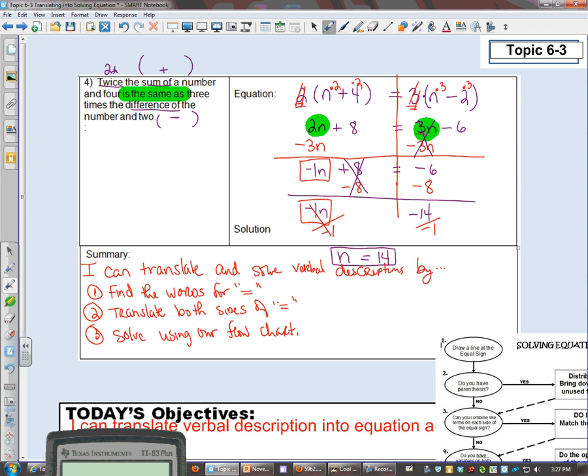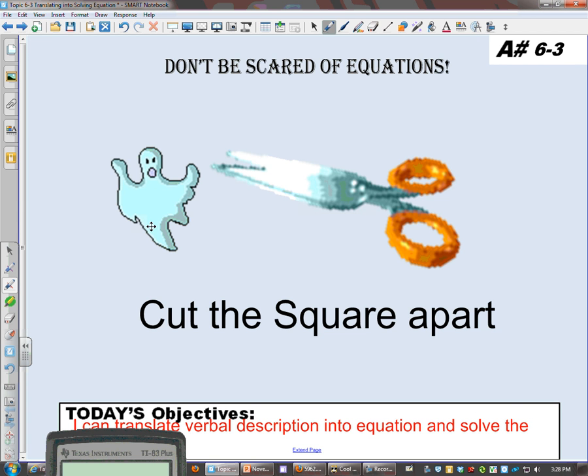This concludes topic 6-3. If you are doing the cut and paste assignment, continue to listen to the recording, otherwise you may stop. I will explain how the cut and paste assignment works. You have received a worksheet that has several different squares on them. The first thing you want to do is cut all the squares apart. And I would suggest stacking the 10 squares from the first 2 pages in one stack and the 10 squares from the second 2 pages in another stack.